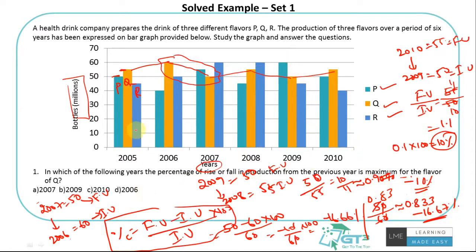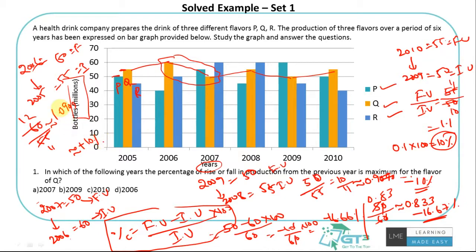For 2006 over 2005, in 2006 it is 60, in 2005 it is 55. So final is this, initial is this, 60 by 55, so this will come to be 1.09 and so on. So it is basically plus 9 to 10%, right? Whatever it is, it is plus.